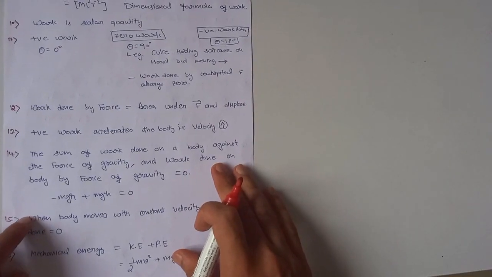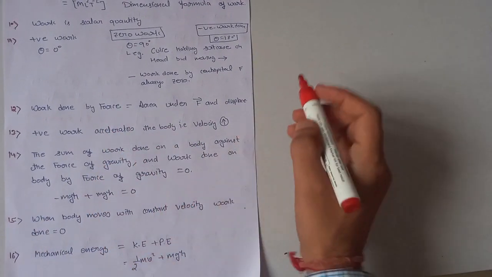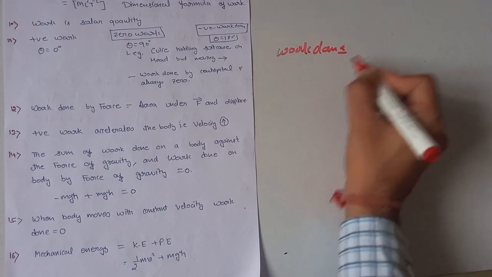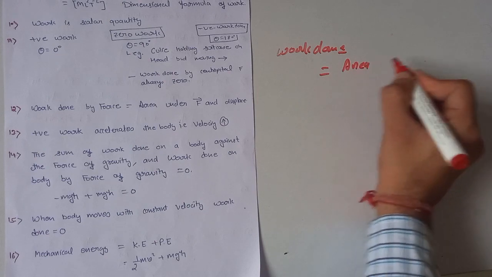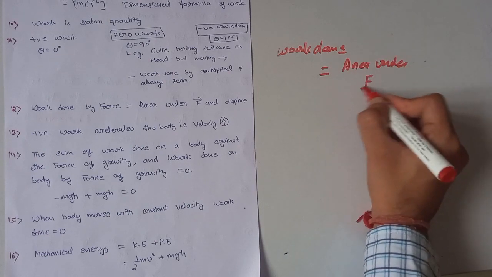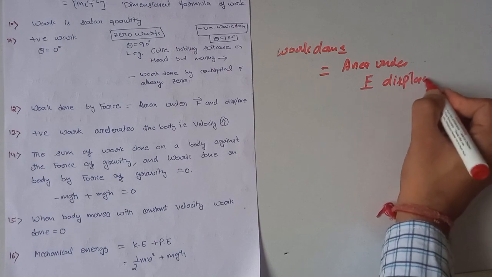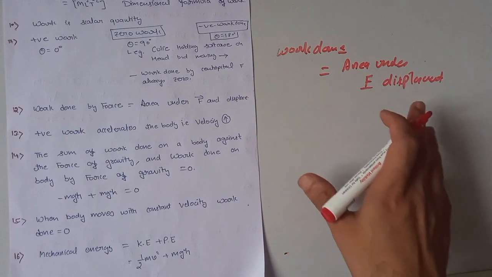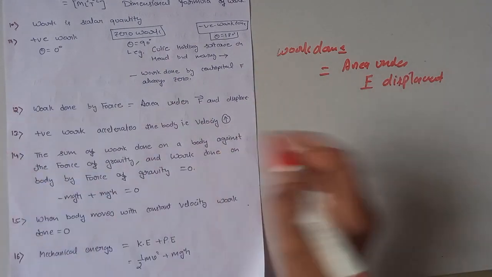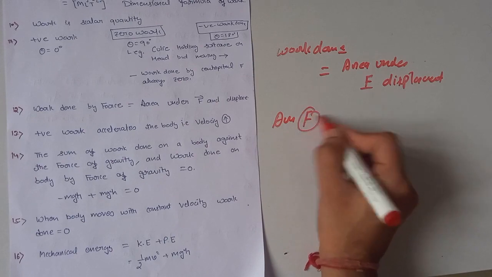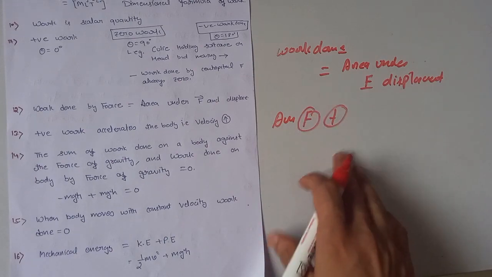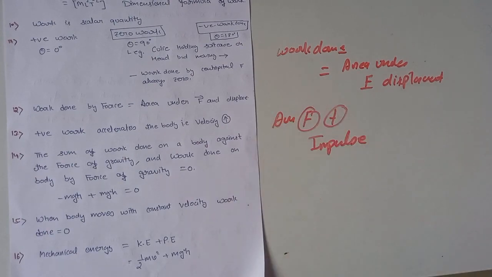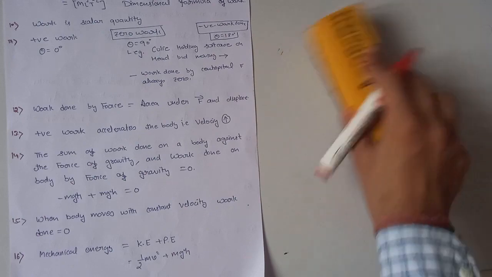Our next key point is work done by a force is equal to the area under the force and displacement graph. Work done is expressed as the area under force and displacement. And as we earlier discussed, what does the area under force and time represent? The area under force and time represents impulse. Now back to our topic.